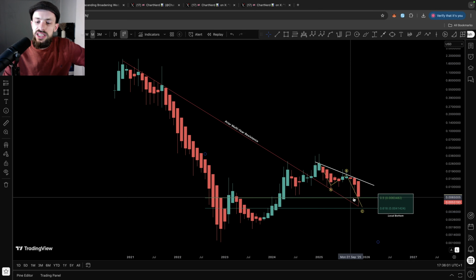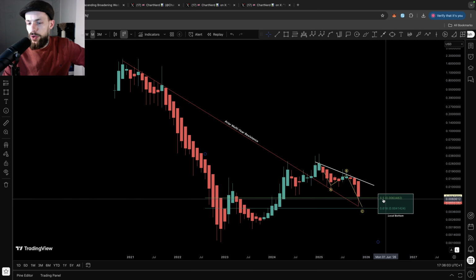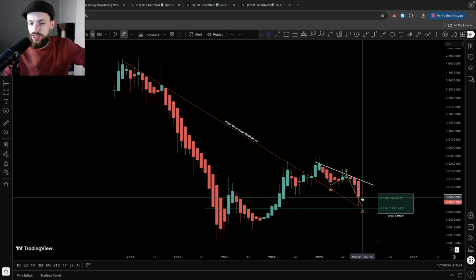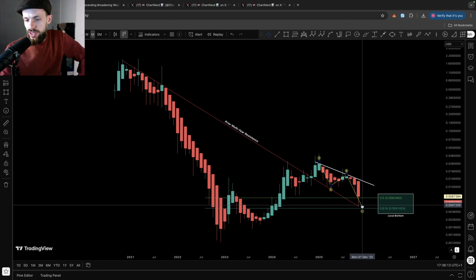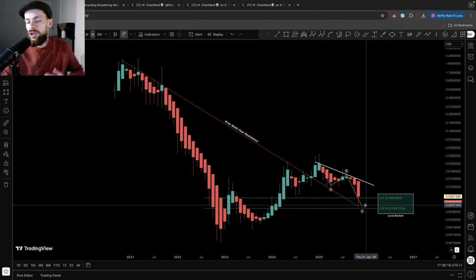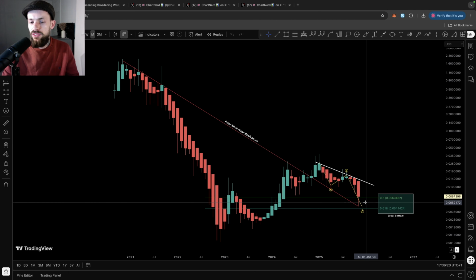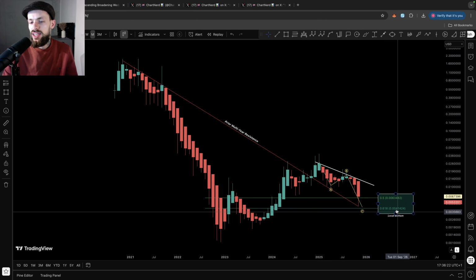Now, we could see VELO actually close the month out here at 0.006, which would be a relatively decent signal. However, I wouldn't be surprised if we walk into December, and start retracing back down to this 0.618 for either some sort of double bottom on the lower time frames or initially to build some sort of base. So at the moment, this is the key target for me.